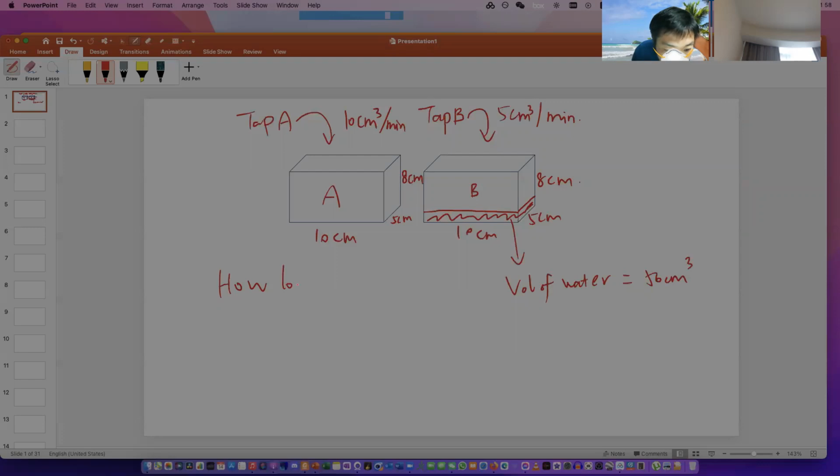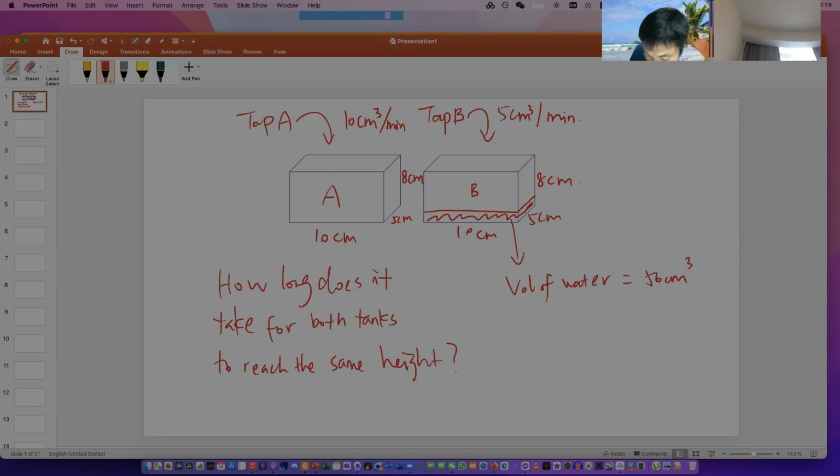how long does it take for both tanks to reach the same height? Did I discuss this question with you before? Or do you have any idea how to answer this question? Yes. So we discussed this question before? Yeah. Okay, good. So can you figure out what's the answer quickly?